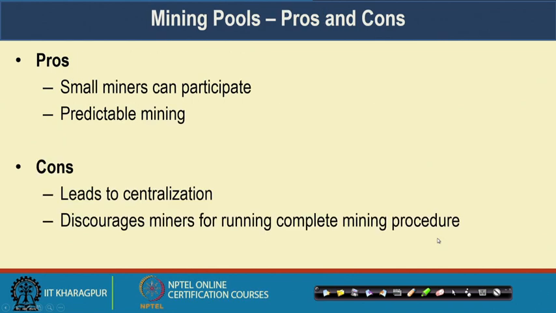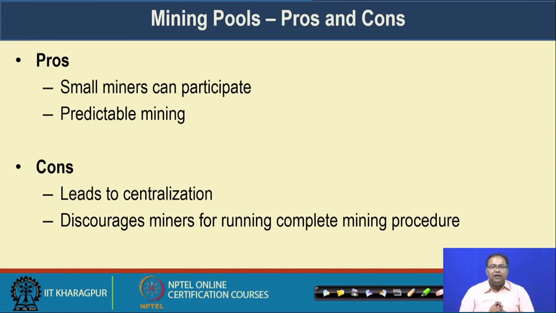So, the advantage of a mining pool is that small miners can participate in it, and you have a kind of predictable mining. Whenever a large number of miners participate in the mining procedure, there is a high probability that the pool will be able to find a new block. But the problem with this kind of architecture is that it leads to centralization.